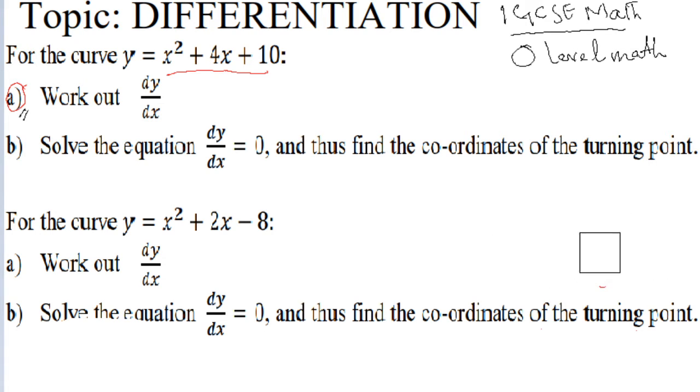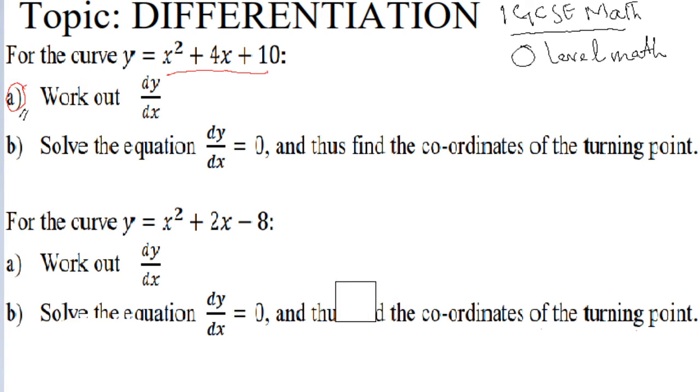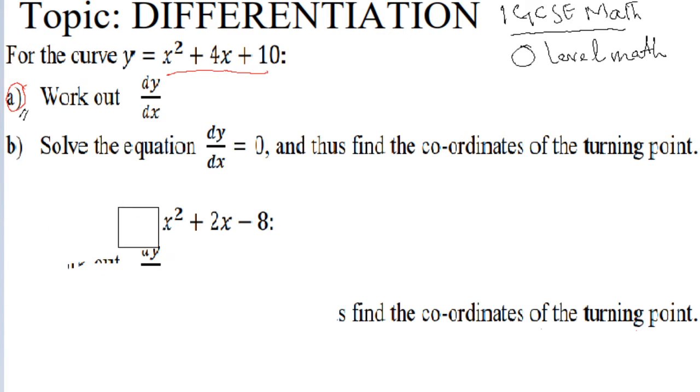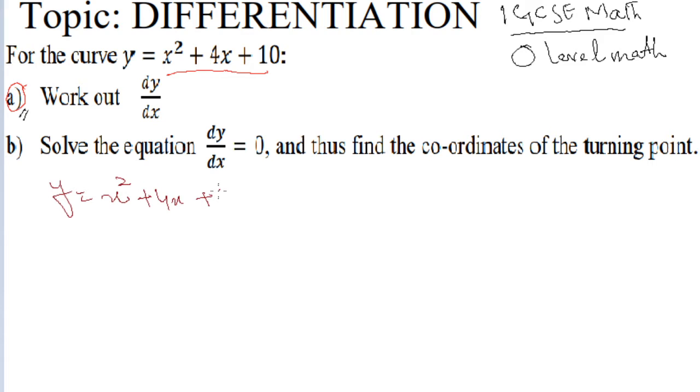Now let's do the first question. I'm erasing the second question, I'll bring it back later. Let me first do the first. The first question, as you see, is saying work out dy dx. So y is given, y is equal to x squared plus 4x plus 10.